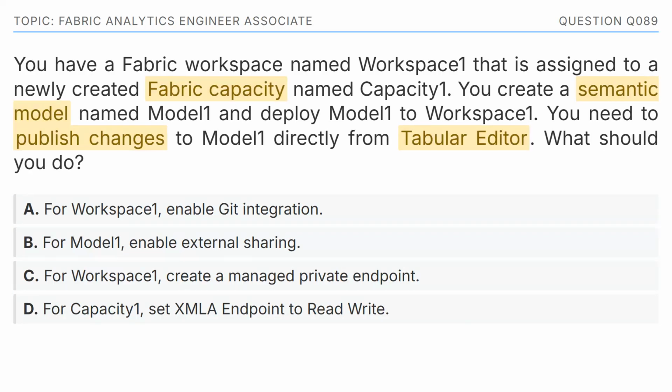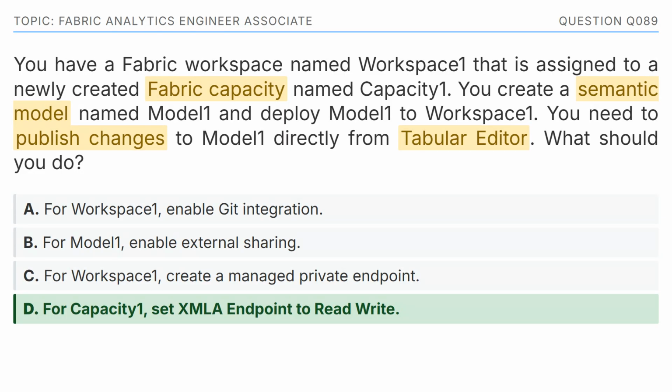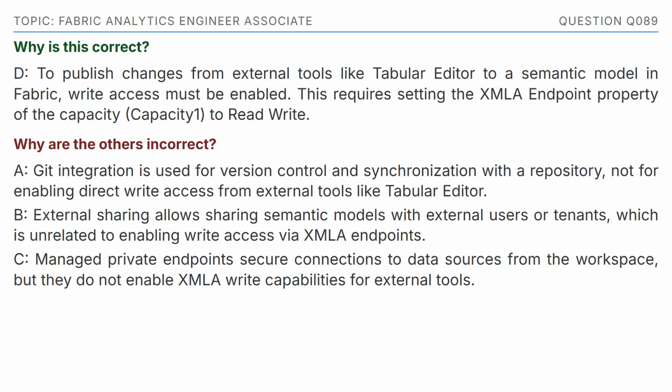To arrive at the correct answer, we focus on the keywords: publish changes, Tabular Editor, Fabric capacity, semantic model. The correct answer is option D, for Capacity 1, set XMLA endpoint to read-write. Why is this correct? D. To publish changes from external tools like Tabular Editor to a semantic model in Fabric, write access must be enabled. This requires setting the XMLA endpoint property of Capacity 1 to read-write.